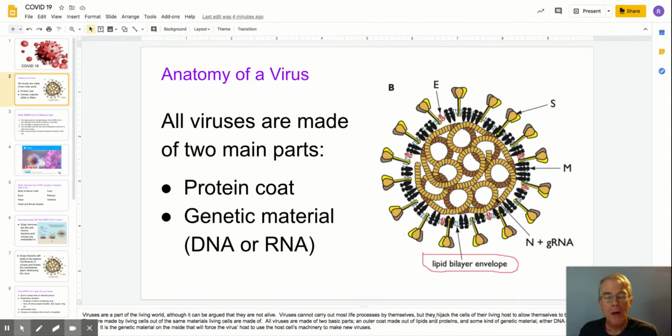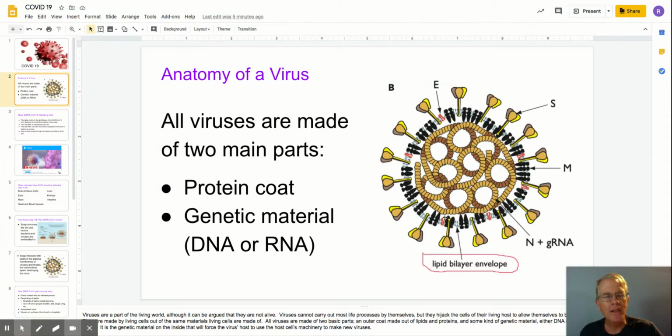So they are made of two basic parts: an outer coat made of lipids and proteins, and then some kind of genetic material, either DNA or RNA, on the inside. And it's the genetic material on the inside that will force the virus's host to use the cell's machinery to make new viruses. So in this diagram here, you can see we've got this outer layer here.